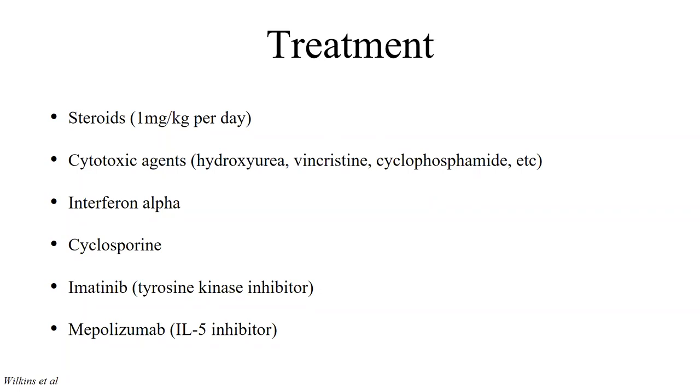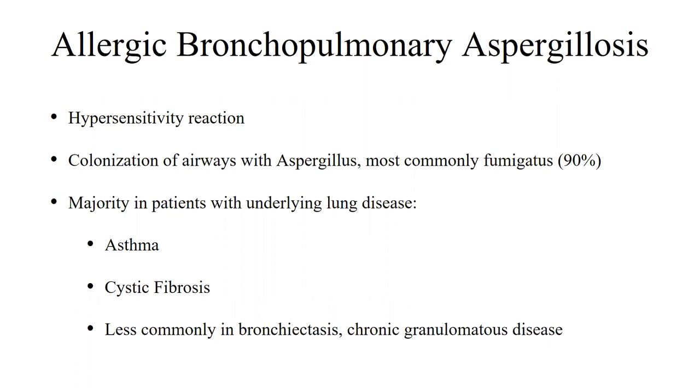Okay. So the next one, ABPA. This one I think we're a little bit more familiar with. This is a hypersensitivity reaction brought upon by antigens from Aspergillus. The issue in this disease is that there's colonization of the airway by Aspergillus, most commonly, 90% of the time, fumigatus species. This disease occurs in patients who have underlying lung disease, mainly asthma, cystic fibrosis, and less commonly in people with underlying bronchiectasis or chronic granulomatous disease.